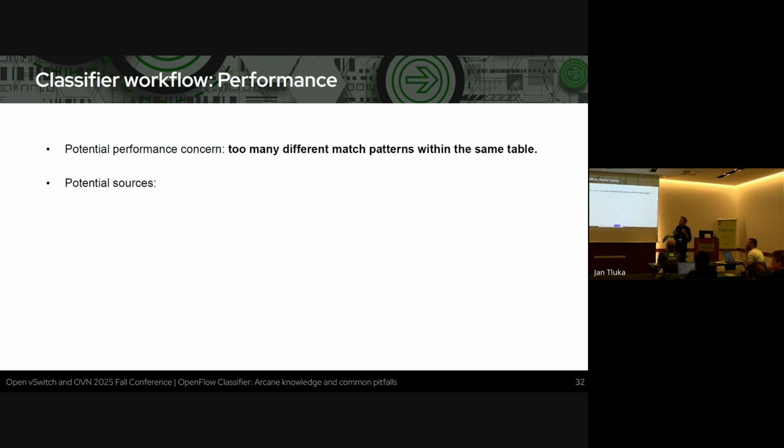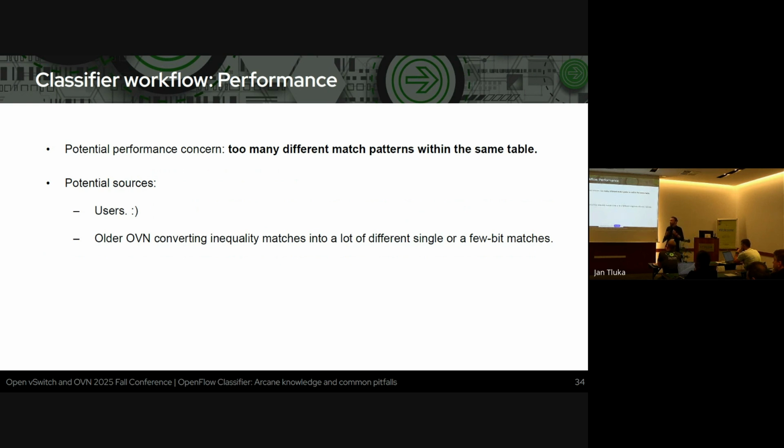So potential sources of this problem: users, of course, because they are the ones creating OpenFlow rules. So watch out. And another, maybe interesting, one is OVN creating a lot of different OpenFlow rules with single or a few bit masks while translating inequality matches. For example, in the Kubernetes world, in OVN Kubernetes, it will be like a network policy with an except block that can generate a lot of stuff.